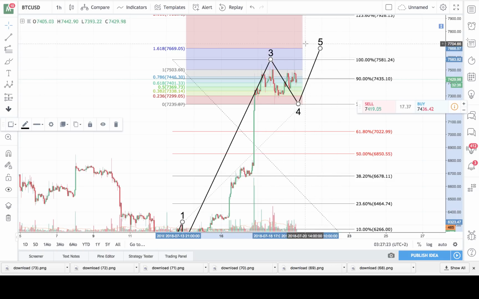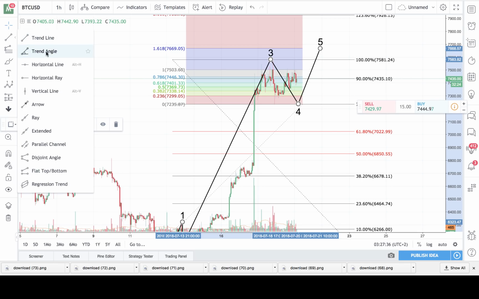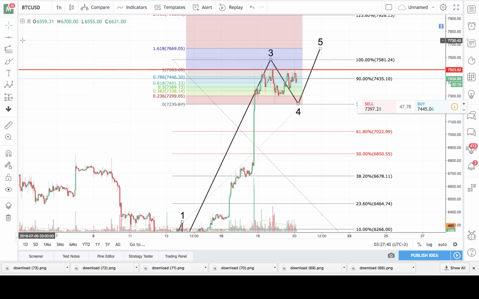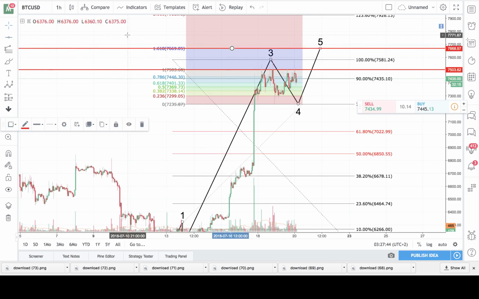And then the other thing is when we get an extended wave, the other two waves, so if we get an extended third, the first and the fifth tend to be equal. So in that case, our initial target would be a 1-to-1 ratio between the fifth wave and the first wave, which in this case gives us 7503, which we already hit. And then our second target would be the 1.618 extension of the first wave. And these are going to be targets for the fifth wave.